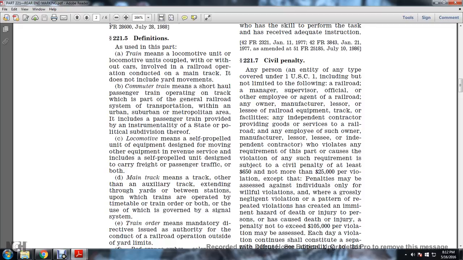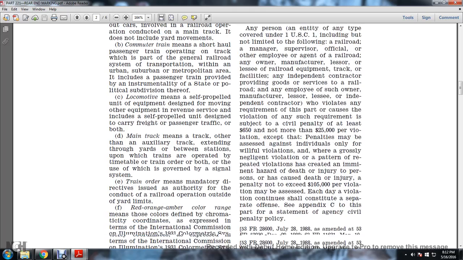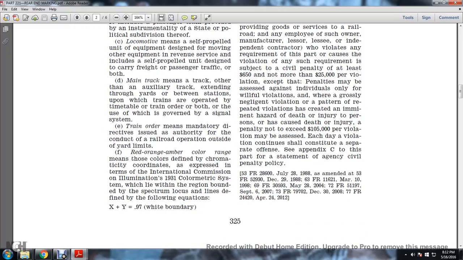who violates any requirement of this part or causes the violation of any such requirement is subject to a civil penalty of at least $650 but not more than $25,000 per violation, except that penalties may be assessed against individuals only for willful violations. Where a grossly negligent violation or a pattern of repeated violations creates an imminent hazard of death or injury to persons, or causes death or injury, a penalty not to exceed $105,000 per violation may be assessed. Each day of a violation constitutes a separate offense. See Appendix C for the statement of agency civil penalty policy.